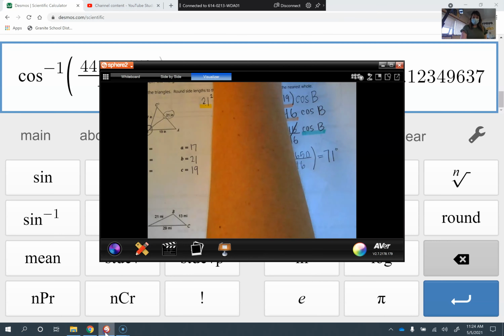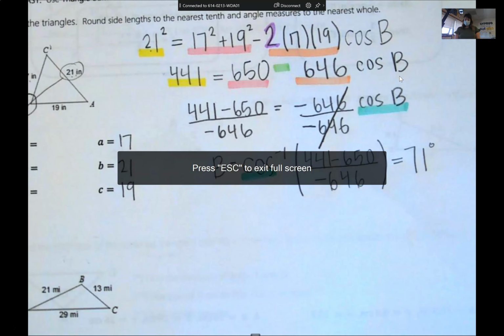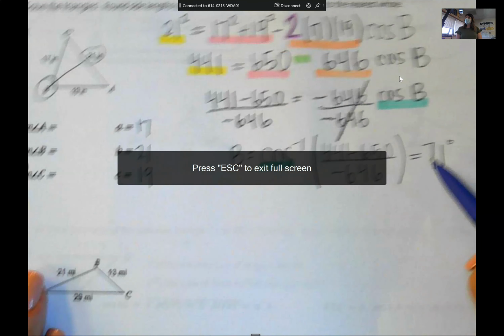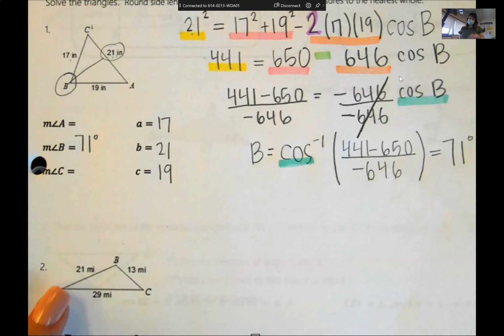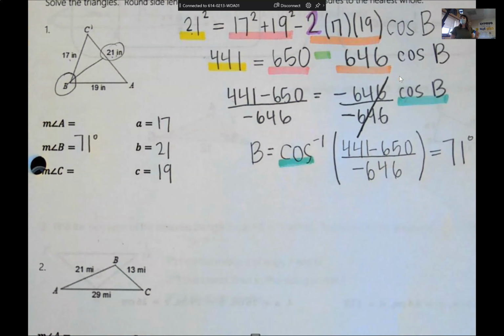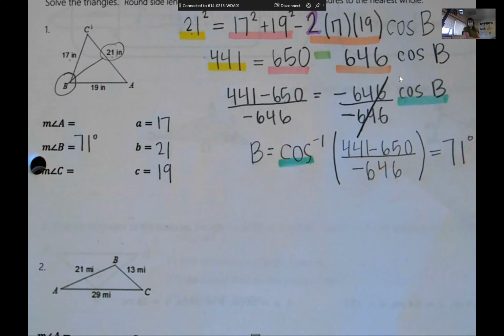So I'm going to come back to the doc viewer. So now I have B. You can fill it in at the end, or you can fill it in as you go. So angle B is 71 degrees.